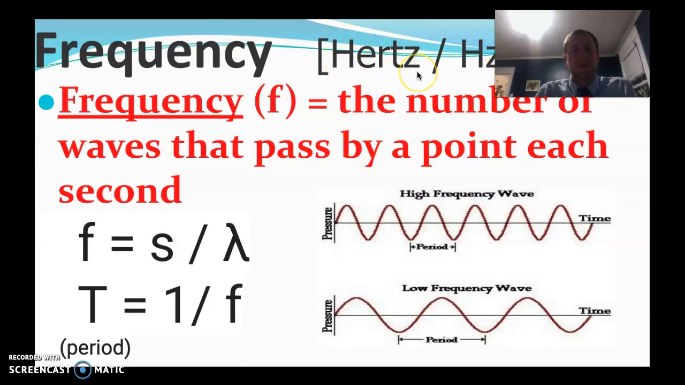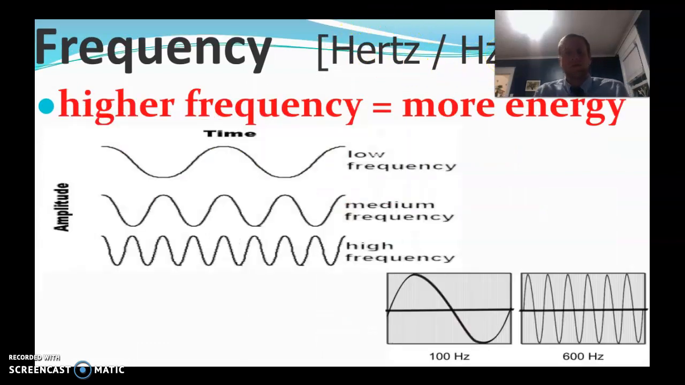So I know it's kind of hard to explain it right now like that, but frequency is a measurement of how many waves per second. And we measure that in what's called a hertz. So once again, the higher the frequency, the shorter the wavelength, the more energy you have in a wave.